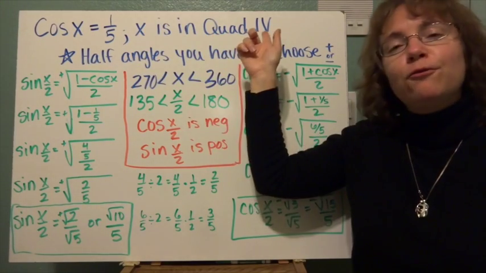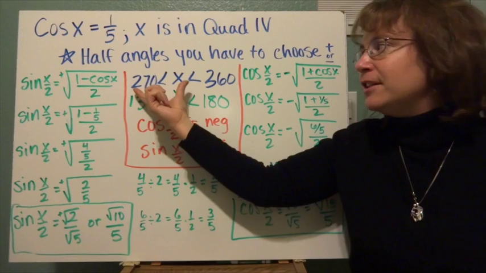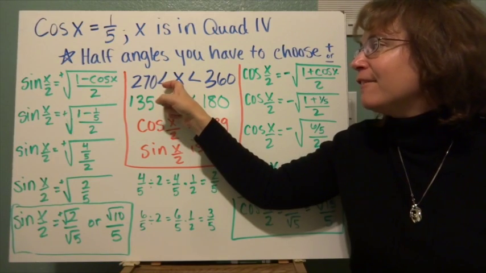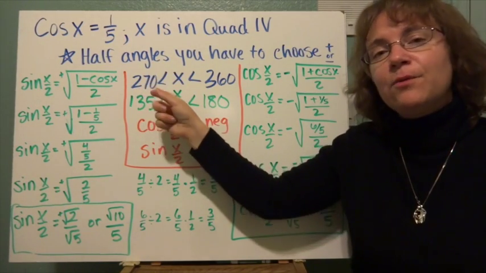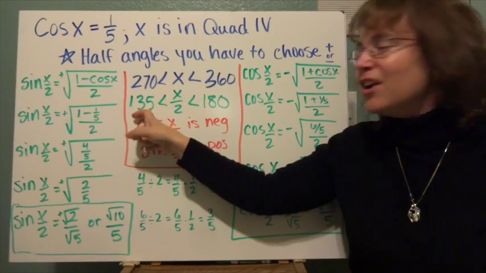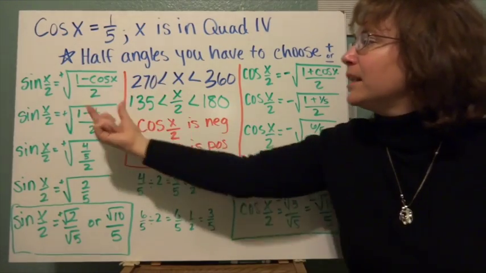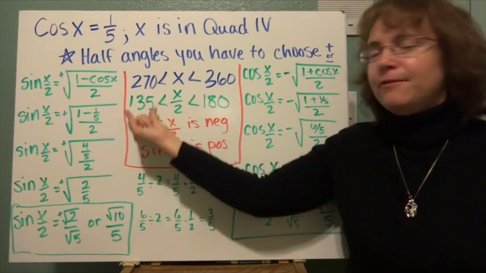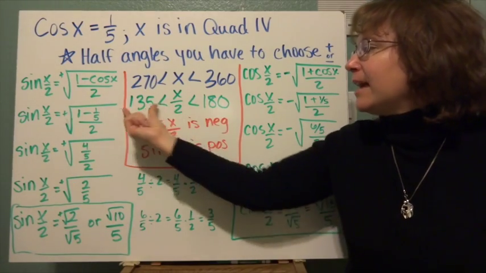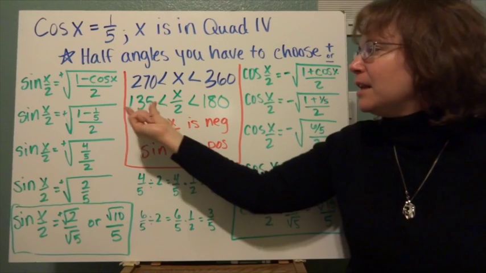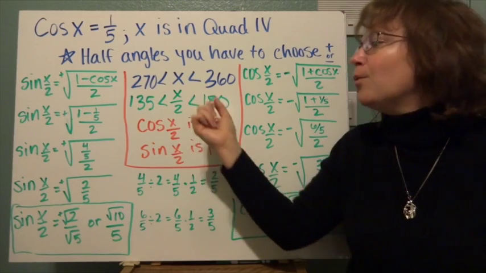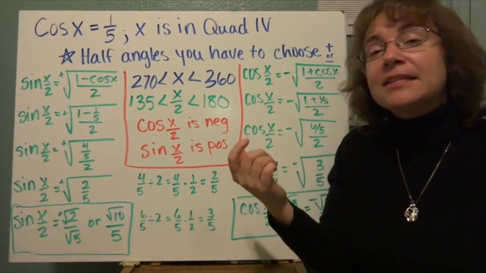So x is in quadrant 4. So that means x is between 270 degrees and 360 degrees. So that's my angle. But if I cut my angle in half, I cut these in half as well to see what my x over 2 is going to be in between. So here it's between 270 and 360. Here, my x over 2, my new angle that I'm finding, is between 135, half of 270, and 180, which is half of 360. So x over 2 is somewhere in between here. Now 135 to 180 is in quadrant 2. If you can imagine the unit circle, between 135 and 180, that's going to be in quadrant 2.